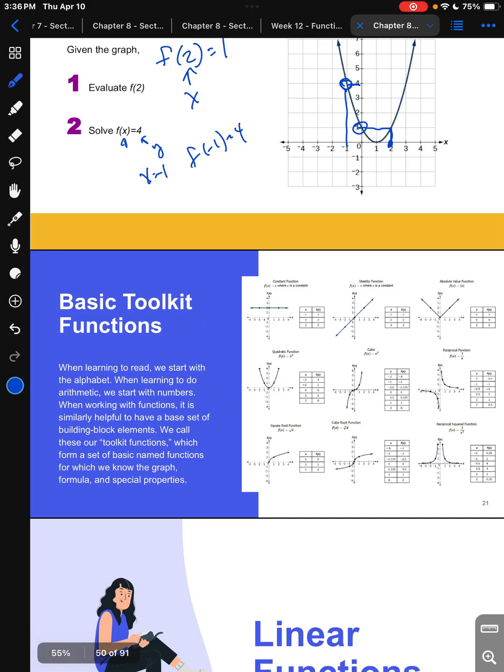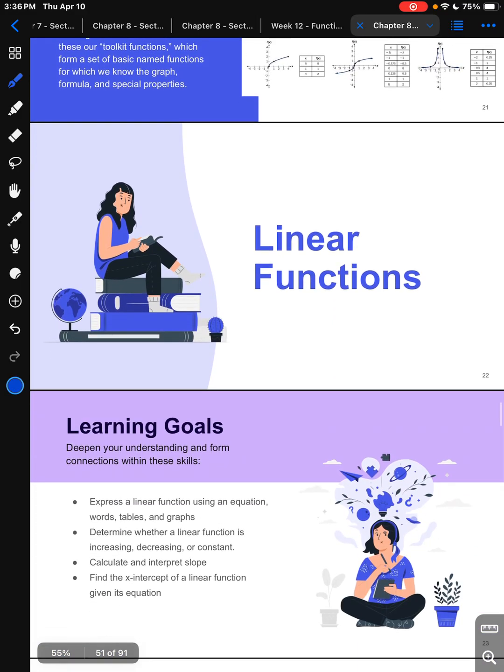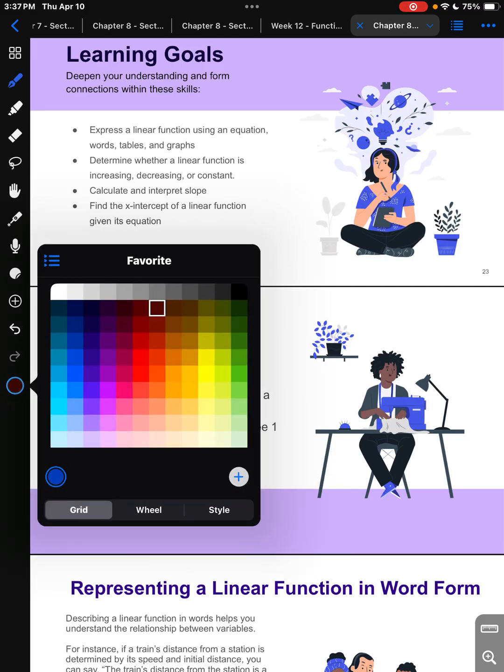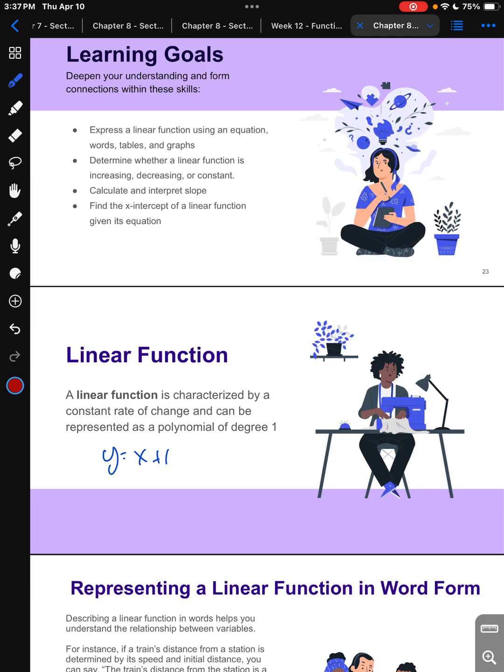Now we have all different kinds of functions. Here's several of them here. Let's talk about linear functions. A linear function is characterized by a constant rate of change and can be represented by a polynomial of degree 1. Now when we say degree, if I have y equals x plus 1, the degree is given by this exponent right there. So this is degree 1. If I have y equals x squared plus 2x plus 3, this time this variable is a 2, so this is a degree 2.